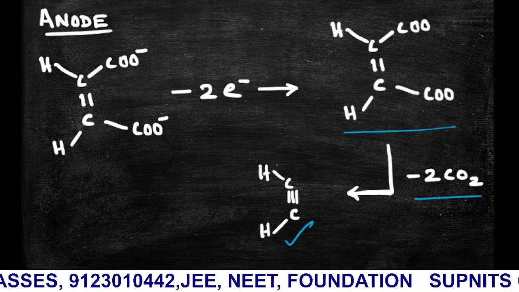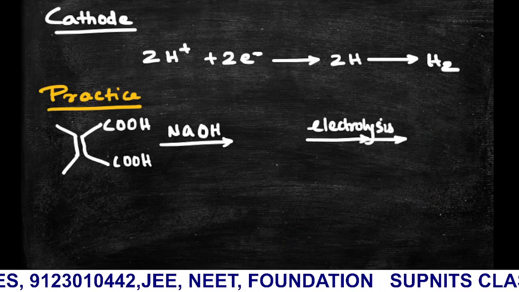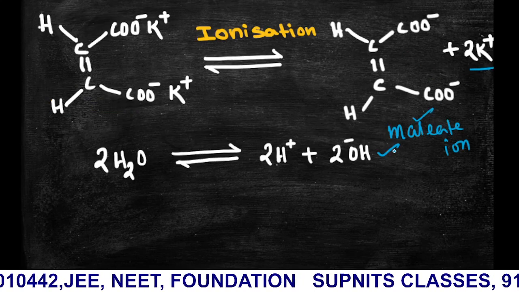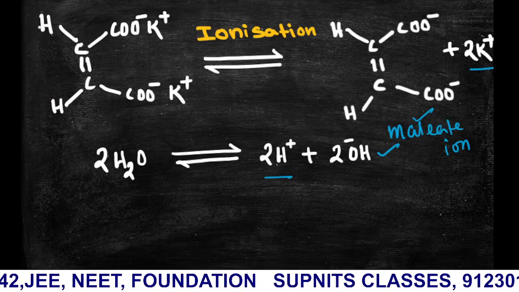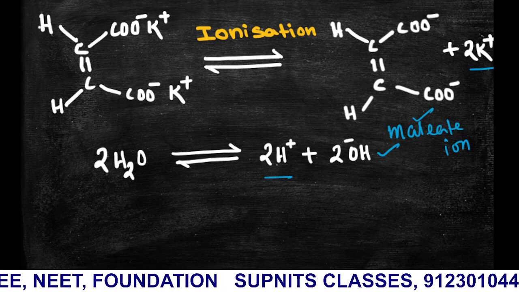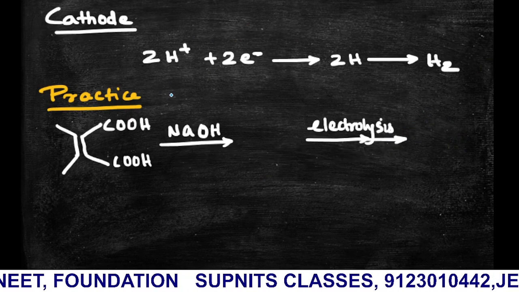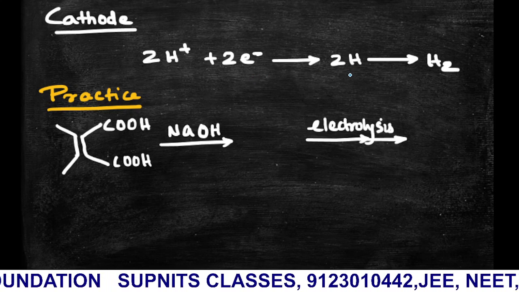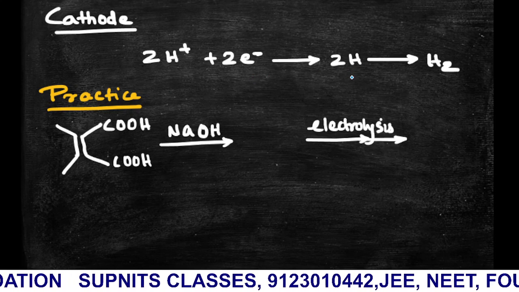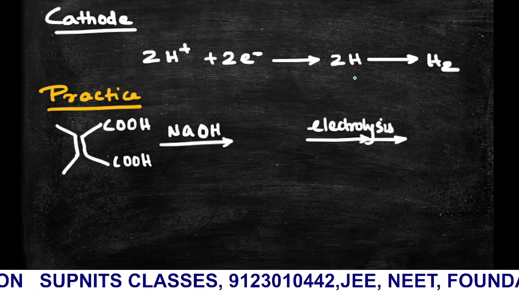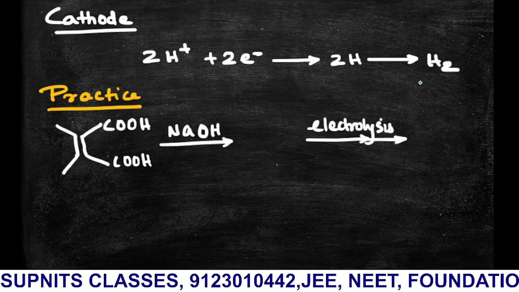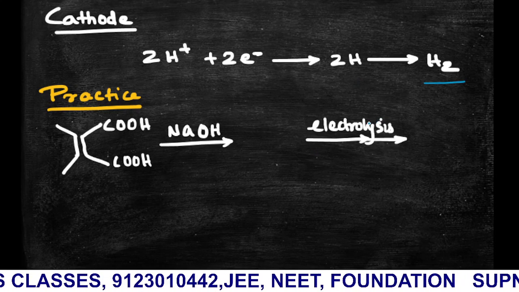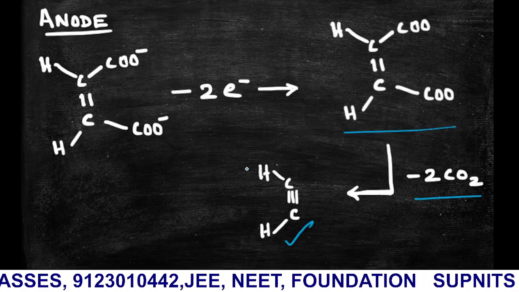What will happen at cathode? We should do that also. In cathode, if you see what are the ions formed, ions is K plus and H plus. Definitely H plus is going to get discharged fast. So at cathode, H plus accepts 1 electron, forms hydrogen atom, and then to attain stability, 2 of the hydrogen atoms combine to form H2 molecule. That is it, formation of H2 and formation of alkyne.